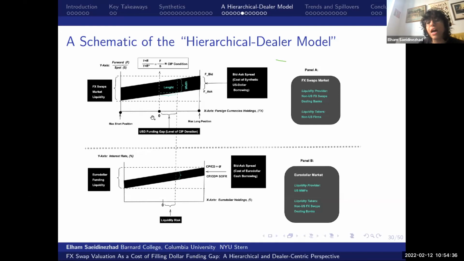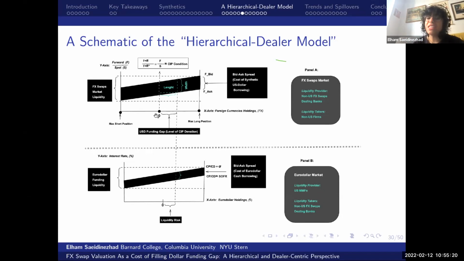But as we move to the right-hand side, the dealer is lending US dollars in the spot market, and therefore it becomes the lender of US dollar funding in the FX swap market, and it is establishing a long position. So what I want to focus on first is this area, which is the equivalent of the CIP deviation. It also captures the US dollar funding gap, or the US dollar funding liquidity need of the dealer itself.